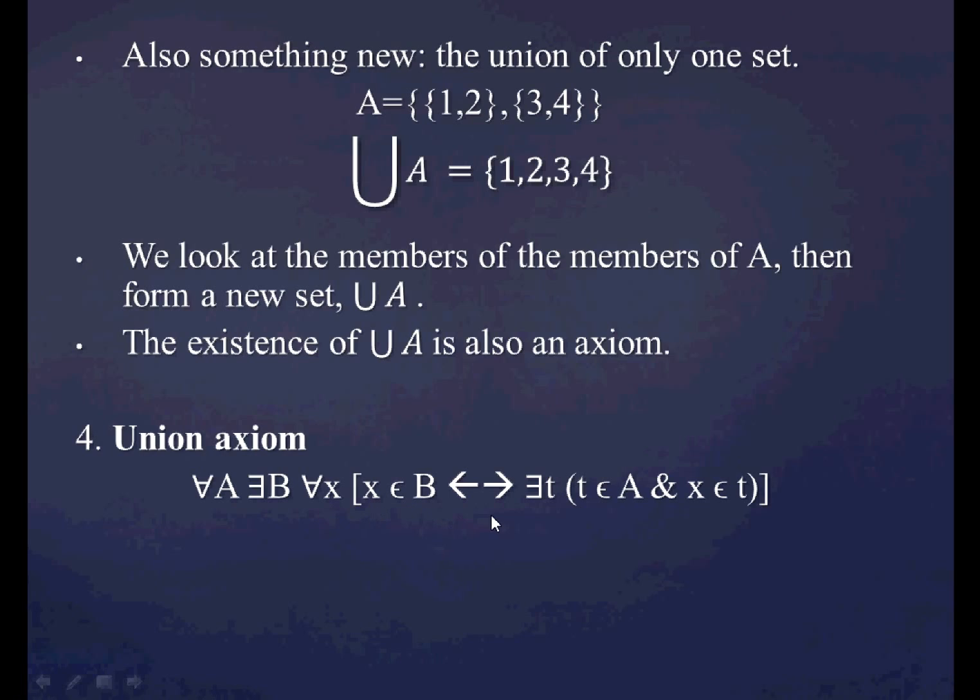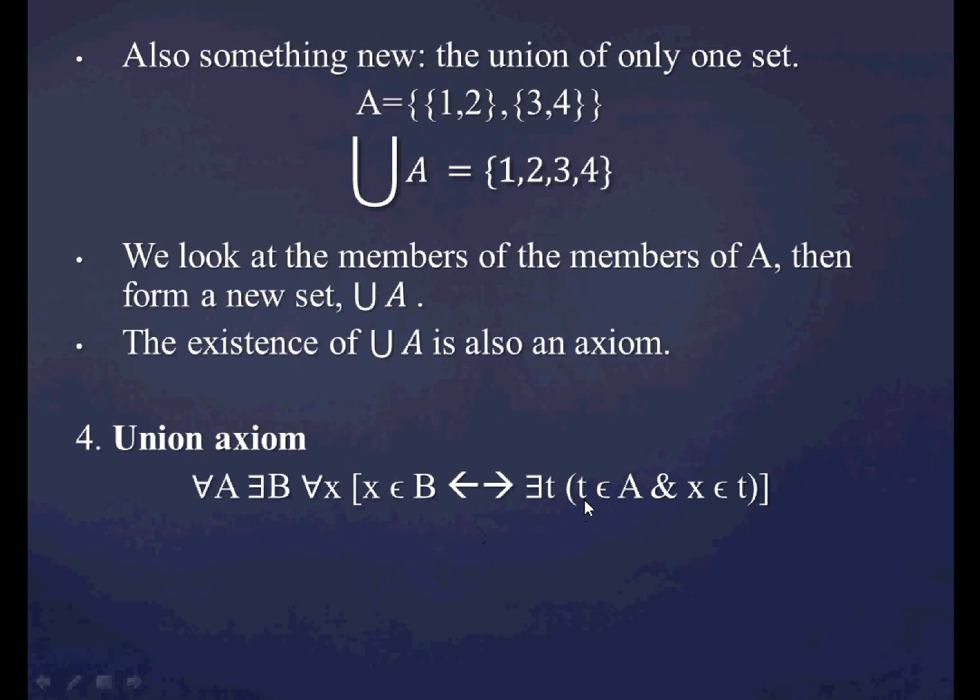set B, then that implies that there's some T, there's some object within A, the set that we're taking the union of, there's some T within A, such that X is going to be within T. X is going to be a member of T. And you can practice reading the converse out too.